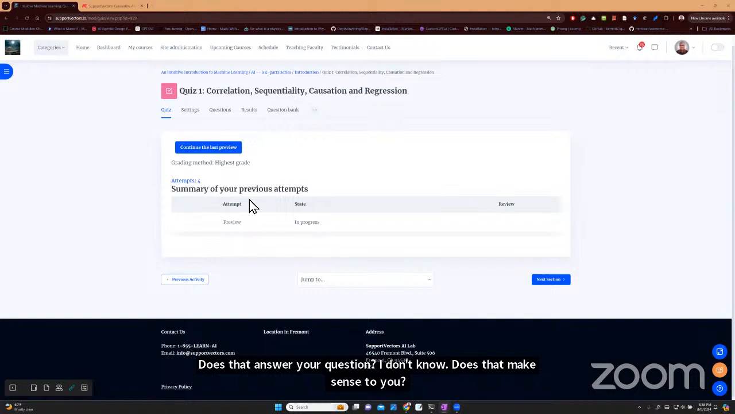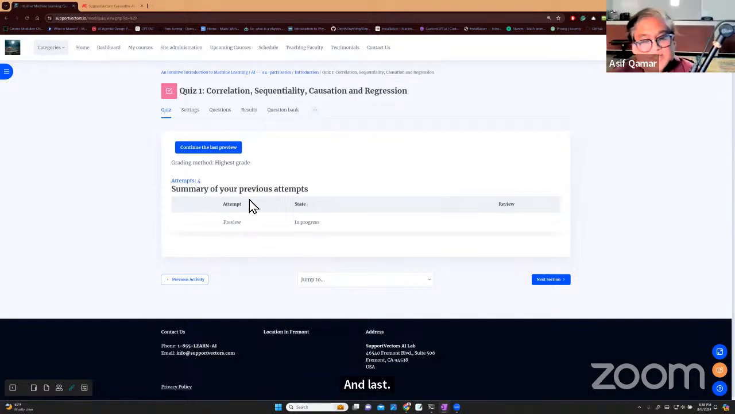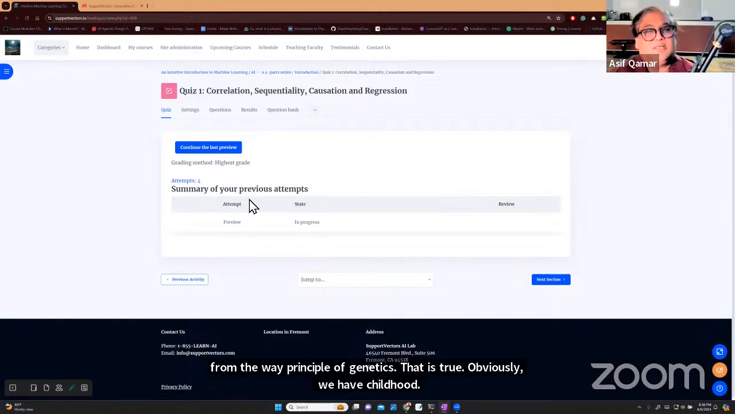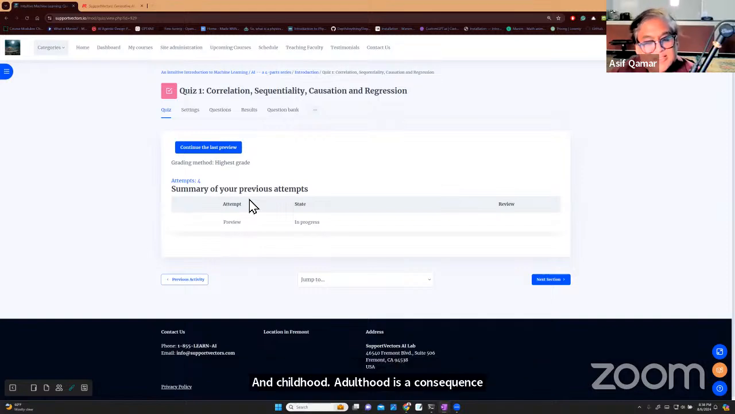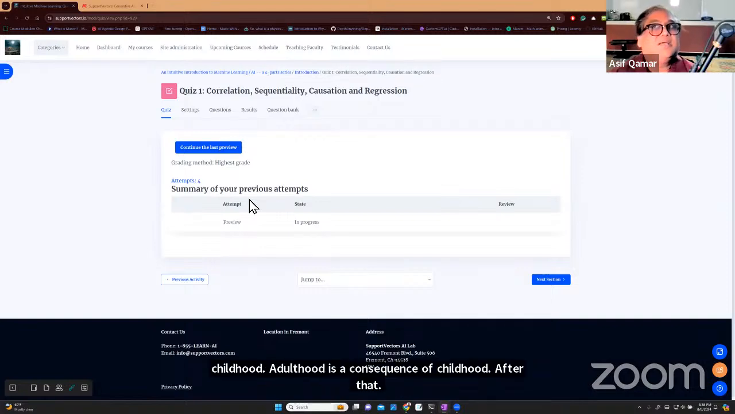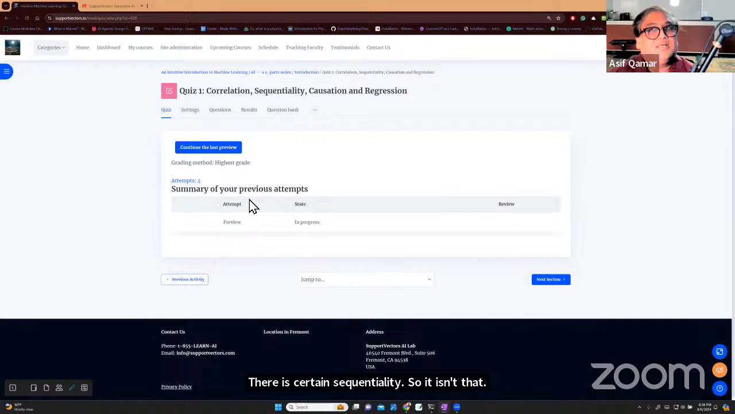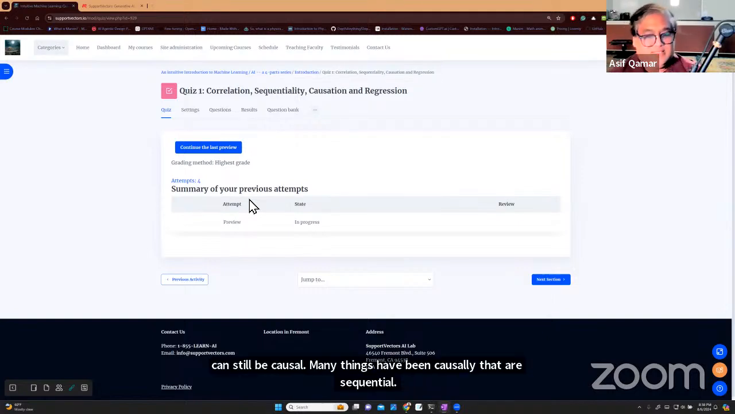Indeed. And lastly, in medicine, many events are sequential, starting from the very principle of genetics. That is true. Obviously, we have childhood before adulthood, and adulthood is a consequence of childhood. There is certain sequentiality. But the claim that because it's sequential, it cannot be causal is not true. The converse is not true. Things can still be causal. Many things happen causally that are sequential, but sequentiality does not prove causality. That's the more accurate statement.